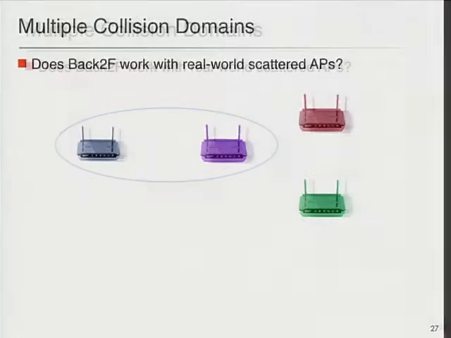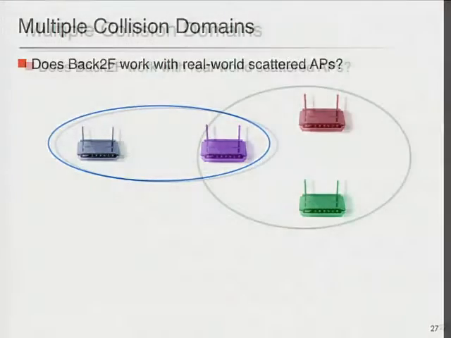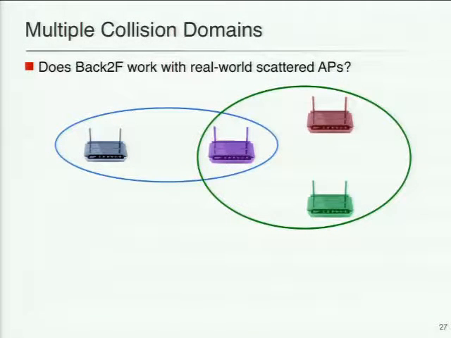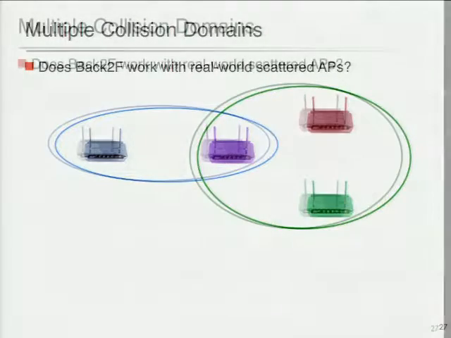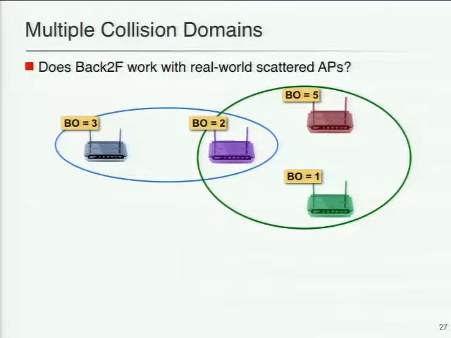Okay. So I'm showing an example which is analogous to what happens. Let's say that the blue and the purple access points are in one collision domain. That means they can hear each other. And the purple, red and the green access points are in some other collision domain. They are able to hear each other. But the blue cannot hear the red or the green access points. Now let's say that these are the backoff values they have chosen. Okay. So if you look at them carefully, green, purple and blue's order are in sequence.